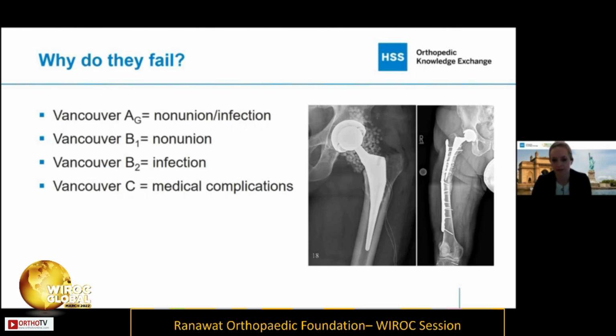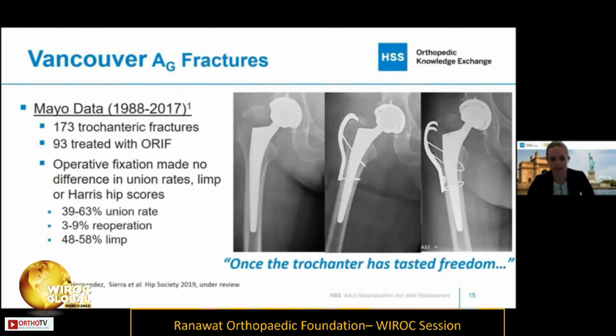And then Cs, I really think of them as a different animal. Those are an elderly group with a lot of medical complications. While you can get them to heal, and they may not have the most orthopedic problems, they do have a lot of medical comorbidities and complications in the hospital to keep note of. So like I said, the greater troch data is very sobering. This is out of Mayo. This hasn't been published yet, but this is 170-plus trochanteric fractures, very high non-union rate, very high limp rate.